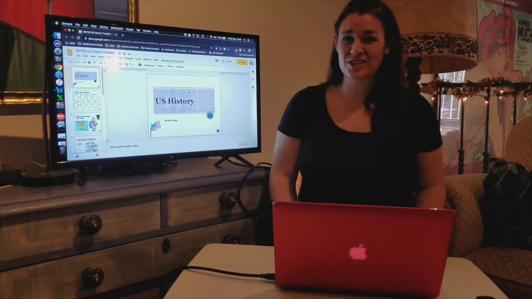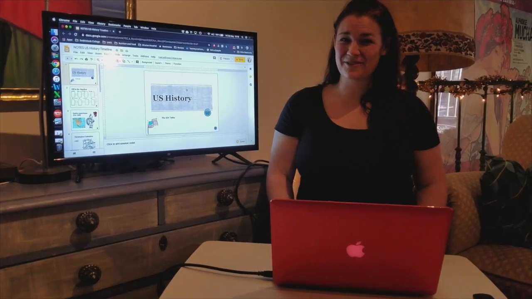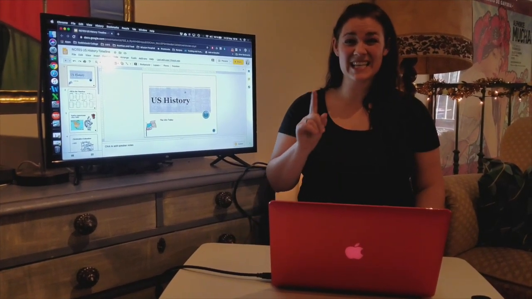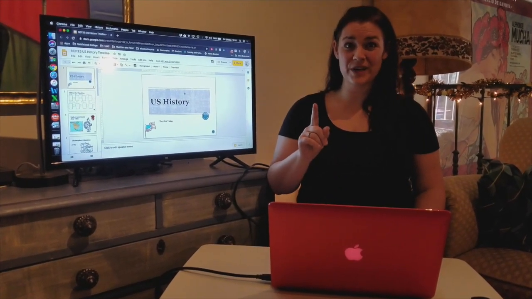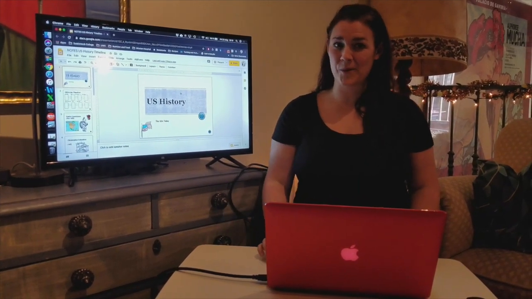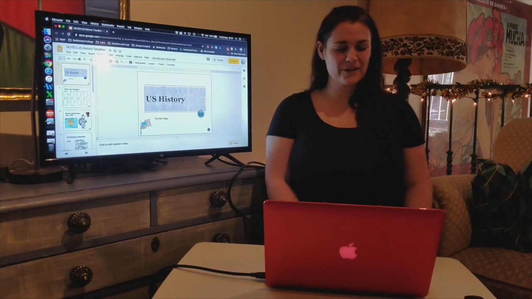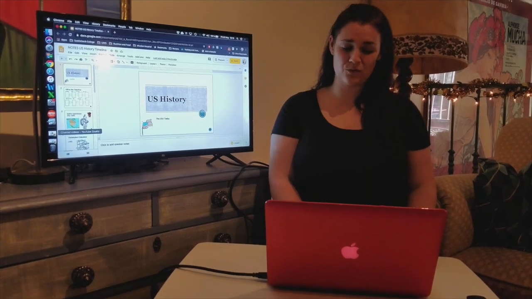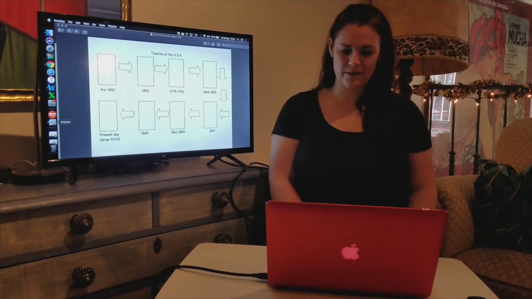So, there are two documents you'll be sent for this week. One is the timeline worksheet that I want you to print, and the other is notes from the PowerPoint that I'm going to show you. So the first thing that you want to do is print the worksheet. Let me show you that here.